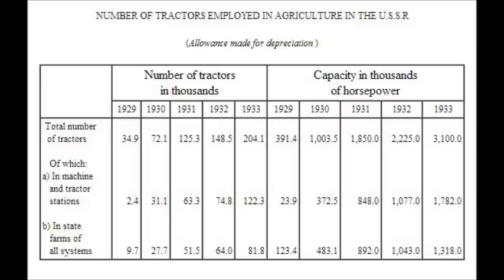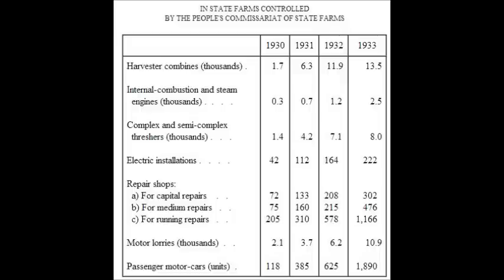You can see that in post-NEP, in 1929, there were only 34,000 tractors used in the USSR, whereas only 4 years later, in 1933, there were more than 200,000 tractors being used. As new tractor plants were built, the amount of tractors also increased in state sector farms, so that's shown in this chart.